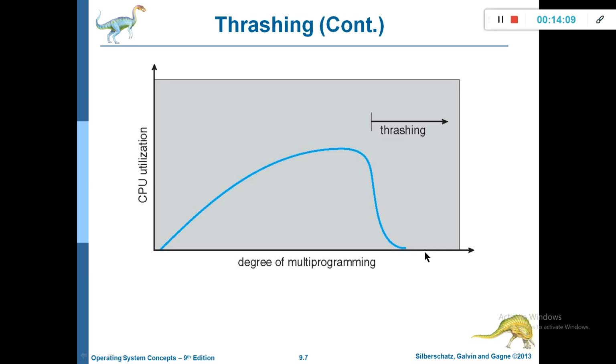So when thrashing occurs, as you increase the degree of multi-programming, there is a decrease of CPU utilization. That is called thrashing. So now the question is, how to control the thrashing? That we will see here.